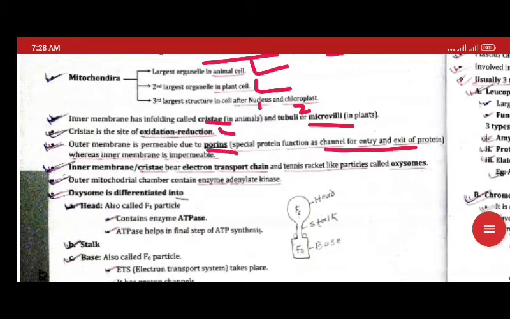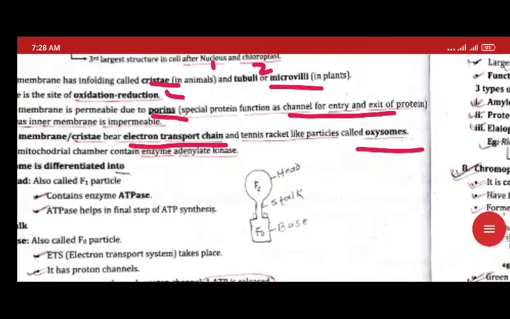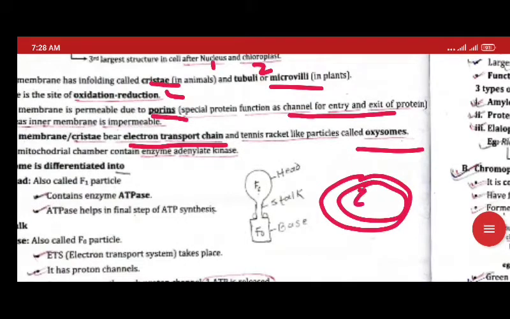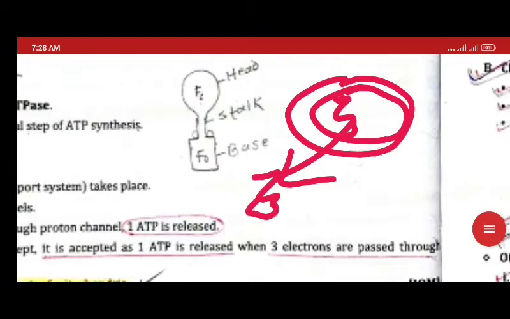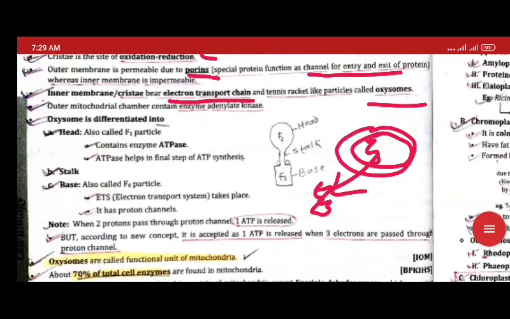Now the inner membrane bears ETS, the electron transport chain, and tennis-racket-like structures called oxysomes. Like this is the mitochondria with two layers, and it contains cristae like this. Now in this cristae there are tennis-racket-like structures, and this is called what? This is called an oxysome. So this oxysome is differentiated into three parts. These three parts are called head, stalk and base.